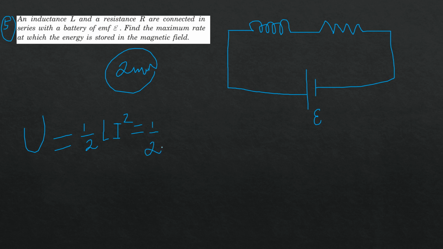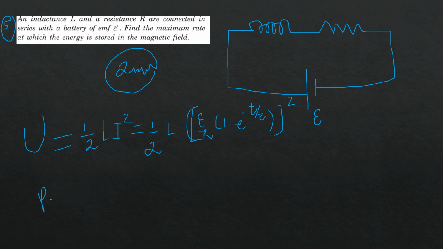Half L. In place of I, I can write what? E by R. And I can give this bracket like this: 1 minus e to the power minus t by tau, whole square. Okay. The rate at which energy is stored.